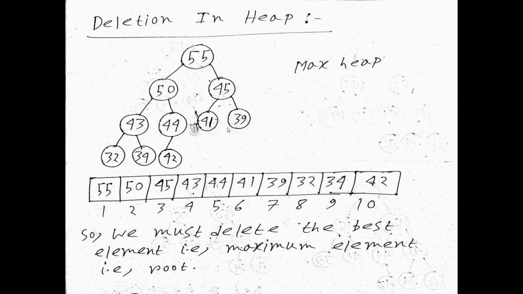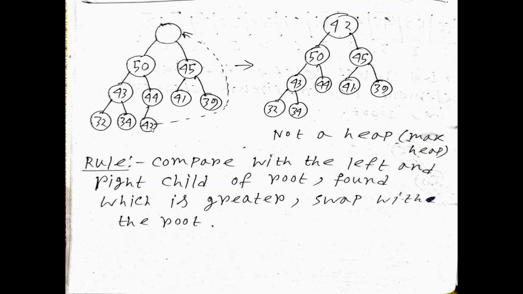So we delete the 55. Now which element goes to that place? The last element of the array, or the last element of the complete binary tree. The last level element. Last element. That means 42 goes here. Now adjust the elements. The adjustment direction is downward. Now we are checking here. Downward. Adjust the elements. The process is to compare with the children.